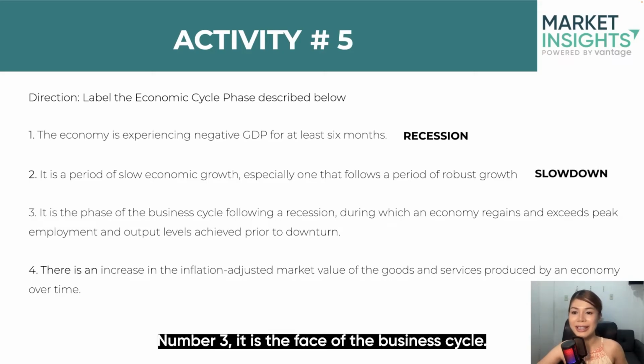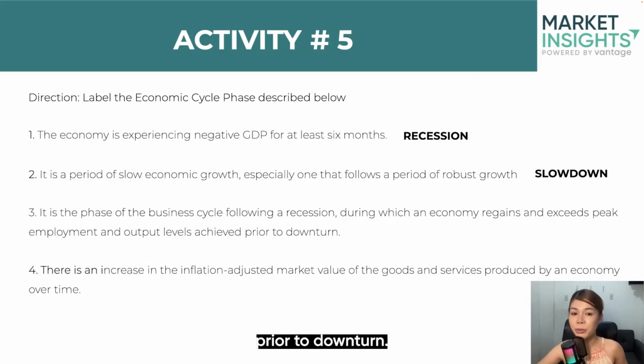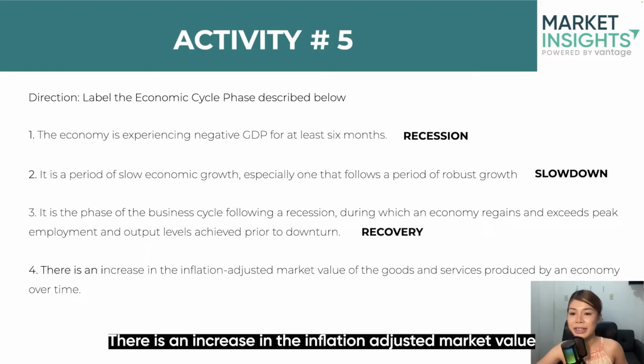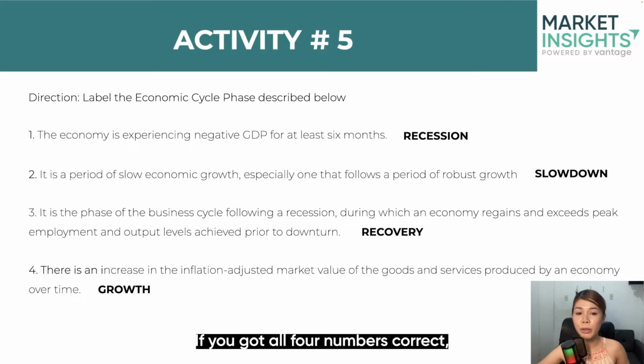Number three, it is the phase of the business cycle following a recession, during which an economy regains and exceeds peak employment and output levels achieved prior to the downturn. The correct answer is recovery. And number four, there is an increase in the inflation adjusted market value of the goods and services produced by an economy over time. The correct answer is growth. If you got all four numbers correct, then add 1 on your final score to make it 5 over 5.